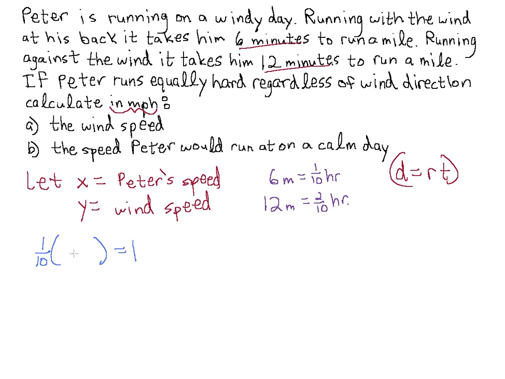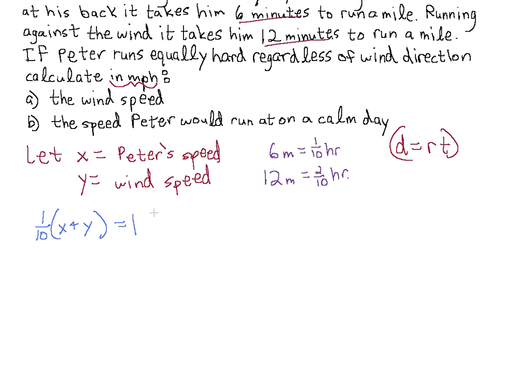Now, how are we going to get Peter's speed when he's running with the wind? His speed is going to be boosted by the wind, so Peter's speed of x is going to be boosted, or we're going to add the wind speed to it. So 1/10 times x plus y equals 1. That's our first equation. Now we know that when he's running against the wind, it takes him 2/10 of an hour. So 2/10 times his speed against the wind equals that same mile. When he's running against the wind, his speed is going to be hindered by the wind speed. So x minus y will give us his speed. And that's a system of equations that we can now solve.